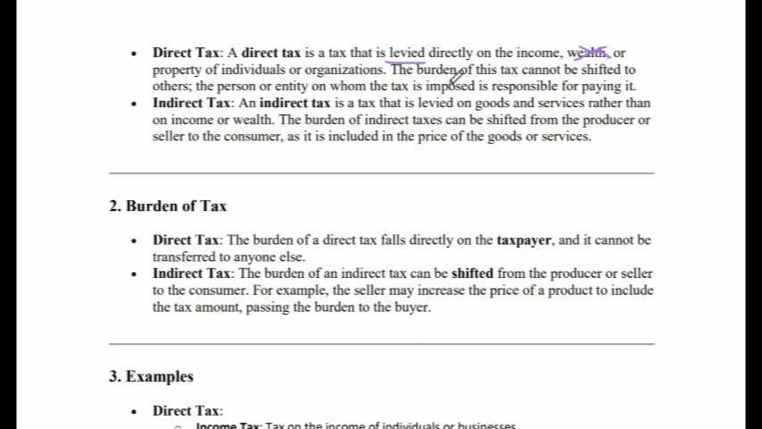So direct tax is a tax that is levied directly on the income or the property of individuals or organizations. The burden of this tax cannot be shifted to others. The person or entity on whom the tax is imposed is responsible for paying it. Whereas in the indirect tax, tax is levied on goods and services rather than on income or wealth. The burden of indirect tax can be shifted from the producer or seller to the consumer as it is included in the price of the goods or services. But the tax, although collected from the consumer, is paid by the producer.